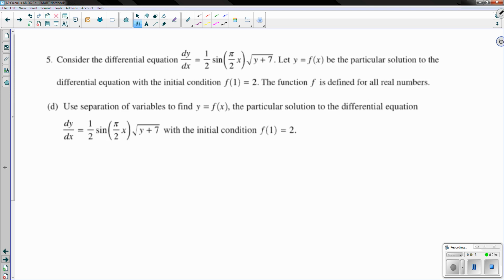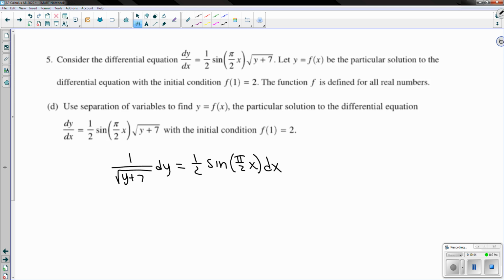When we're trying to use separation of variables, we want to move our x's and dx's to the same side, y's and dy's to the same side. So we're going to manipulate this differential equation that's given to us to reflect that. I'm going to divide both sides by the square root of y plus 7, and I'm going to multiply both sides by dx. So we're going to have 1 over the square root of y plus 7 dy is equal to 1/2 sine of pi over 2x dx. So we have separated the variables successfully.